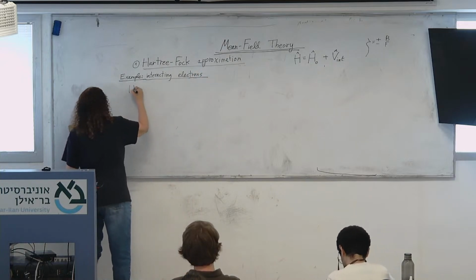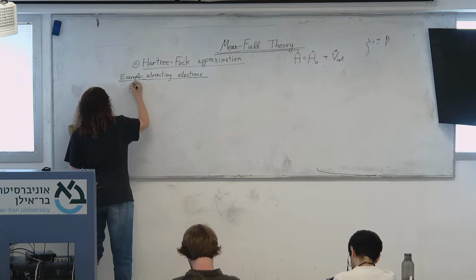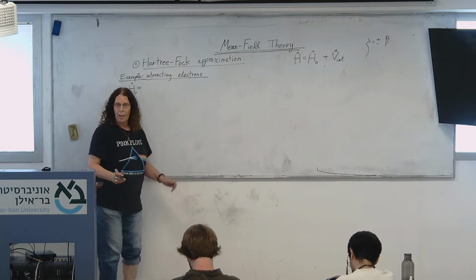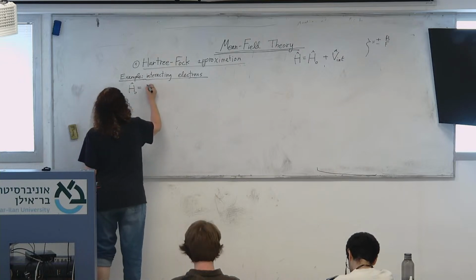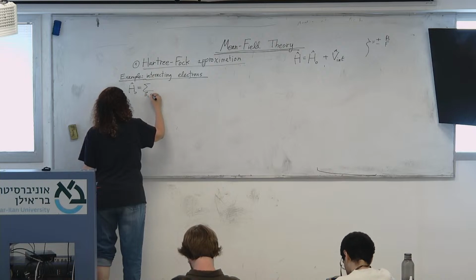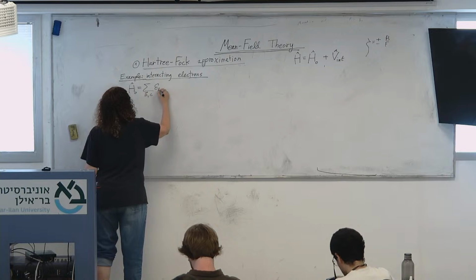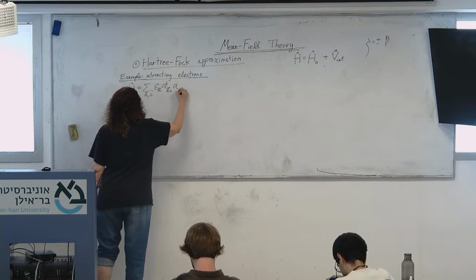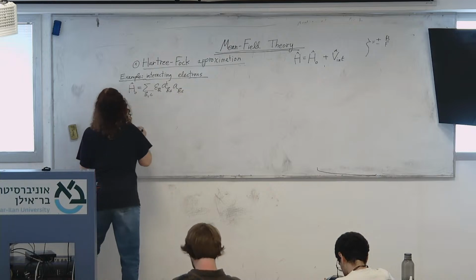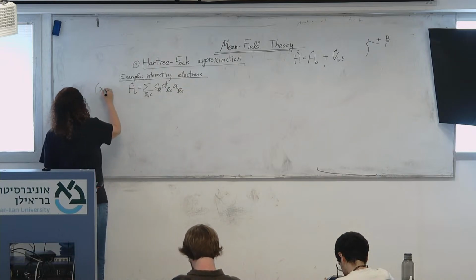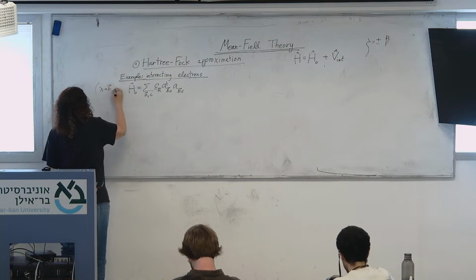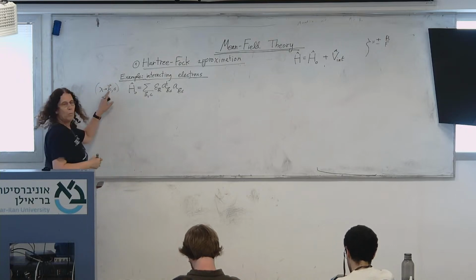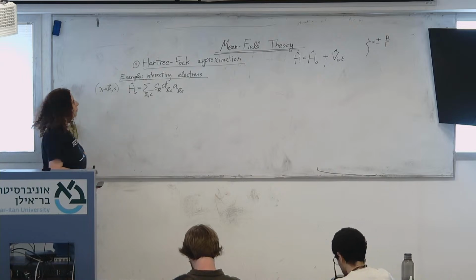Well, we have H naught, which is just the free electron gas. So the Hamiltonian is a sum over k and sigma of epsilon k a dagger k sigma a k sigma. So the quantum numbers, what before I called lambda, are two kinds, two labels. One is the momentum and the other is the spin. Okay?